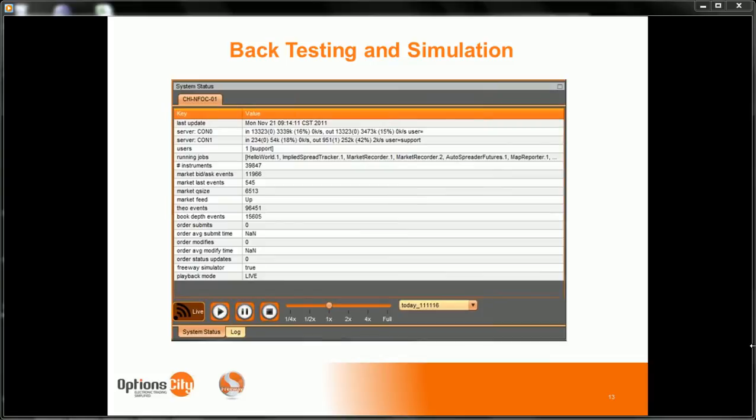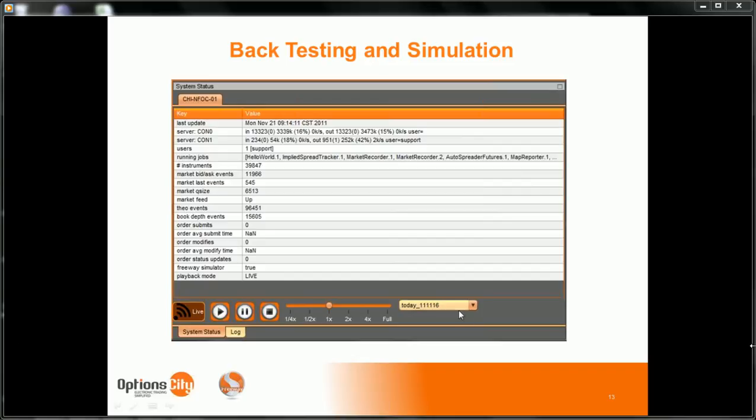We've mentioned the testing a couple times. This is in the system status window on the console, and it allows a Freeway user to see what jobs are running, how many events of different types the jobs are subscribing to, whether it be a bid-ask event, a book depth event, a number of instruments, etc. And on the bottom right-hand corner, you can see that I can select a file from my market recording job that I want to run the algos through for testing.